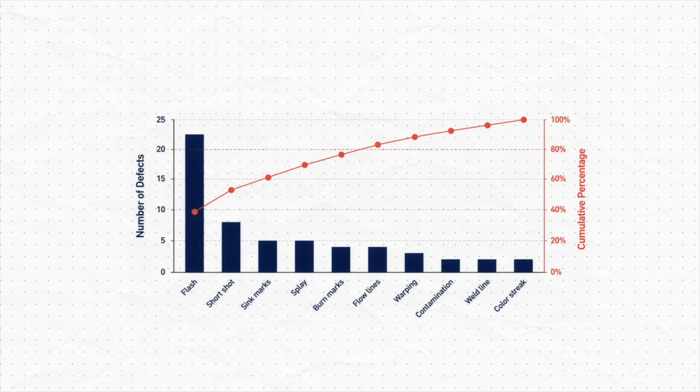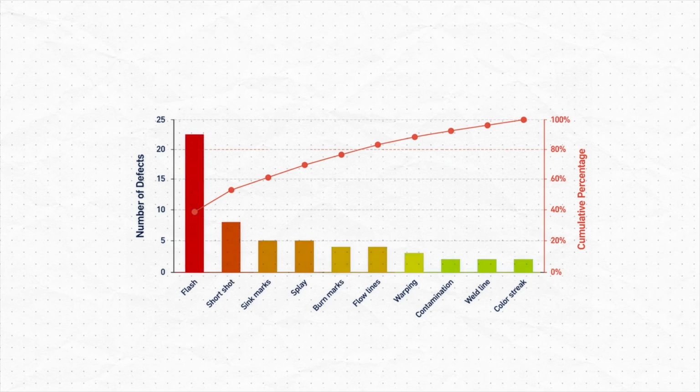To summarize, a Pareto chart ranks your categories from highest to lowest and overlays a cumulative percentage line so you can immediately see which few categories drive most of your problem.